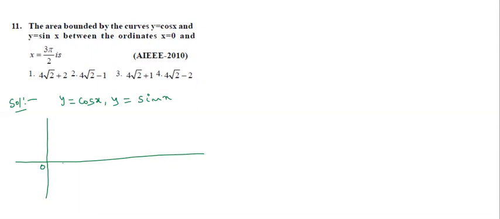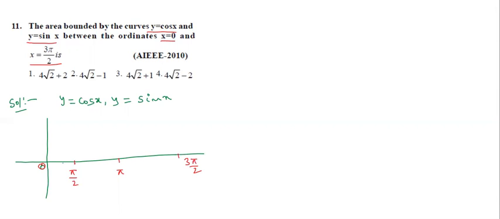Now students, see this 11th question. The area bounded by the curves y is equal to cos x and y is equal to sin x between the ordinates x is equal to 0 and x is equal to 3 pi by 2. This is x is equal to 0. Now this is pi by 2, this is pi, and this is 3 pi by 2, which is 270 degrees.